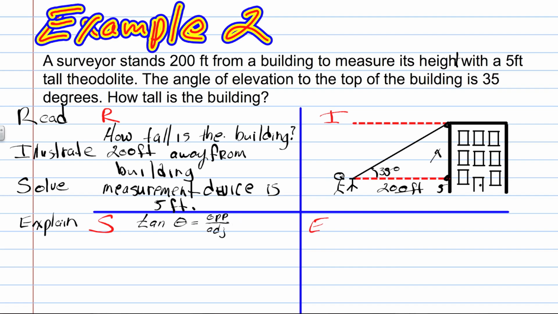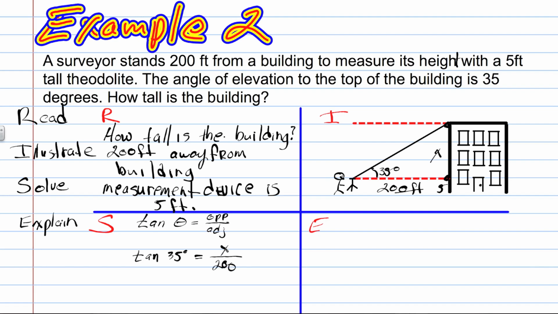So we substitute in what we know. We know the measure of the angle, and that would be the tangent of 35 degrees. Now I'm going to caution you, when you do this on your calculator, you're going to want to make sure that your calculator is set in degrees, not radians. So then here, the side opposite is x, and the side adjacent is 200.